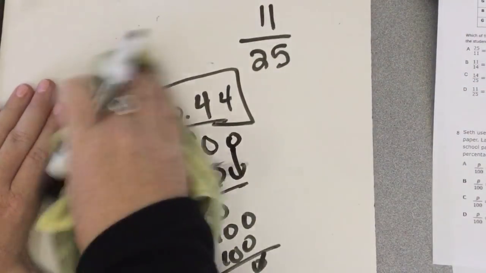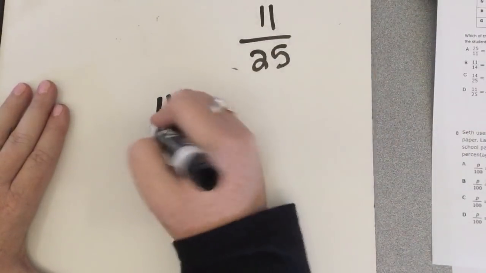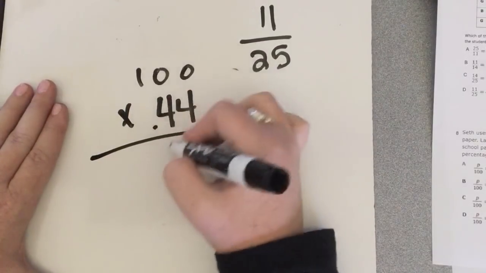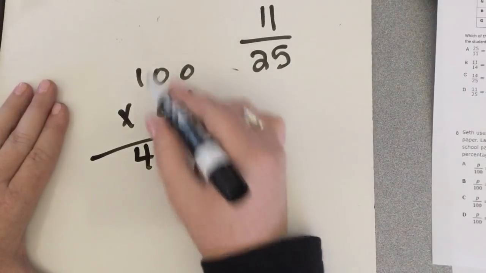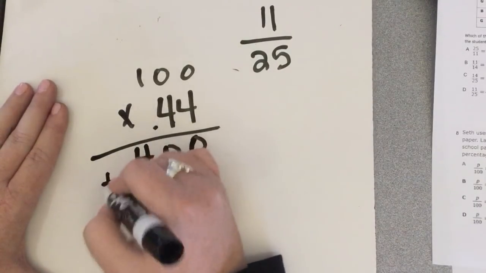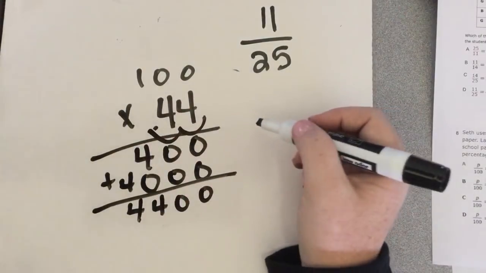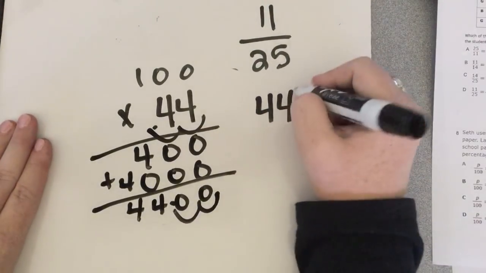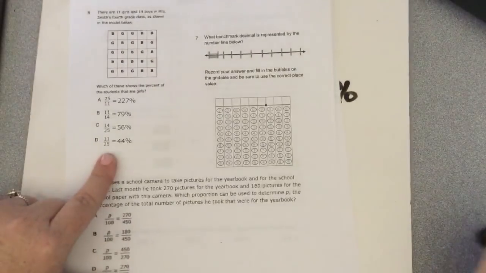Then I take 44 hundredths and I multiply that times 100. 4 times 0 is 0. 4 times 0 is 0. 4 times 1 is 4. Placeholder. 4 times 0 is 0. 4 times 0 is 0. 4 times 1 is 4. Add them together. I have two decimal places, so I have to have 2 decimal places in my answer. So I have 11 over 25 and 44%. So my answer here, 11 over 25 and 44%.